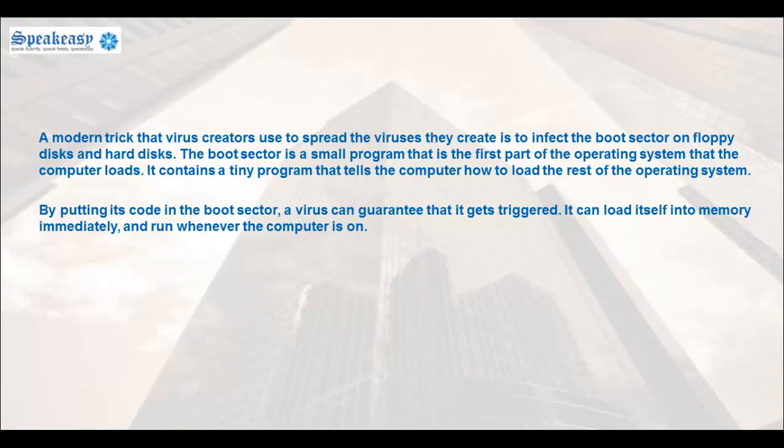A modern trick that virus creators use to spread the viruses they create is to affect the boot sector on floppy disks and hard disks. The boot sector is a small program that is the first part of the operating system that the computer loads. It contains a tiny program that tells the computer how to load the rest of the operating system. By putting its code in the boot sector, a virus can guarantee that it gets triggered. It can load itself into memory immediately and run whenever the computer is on.